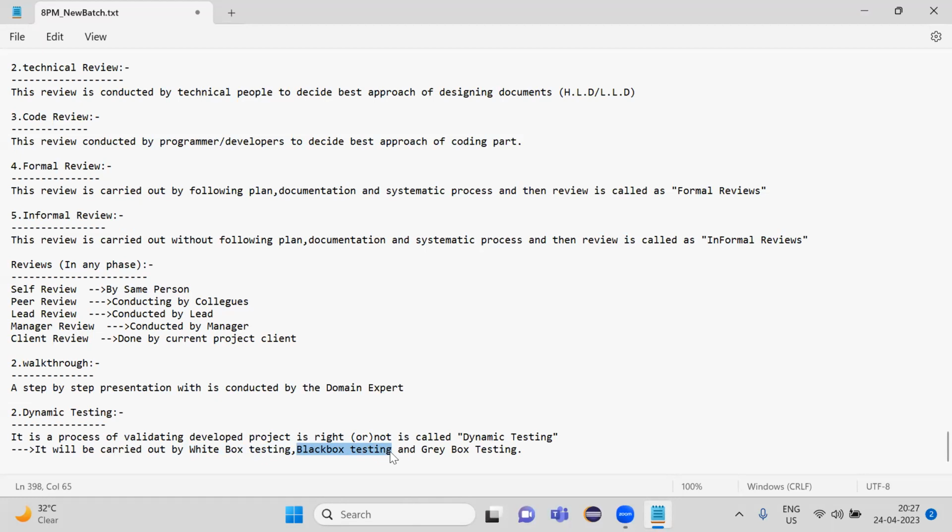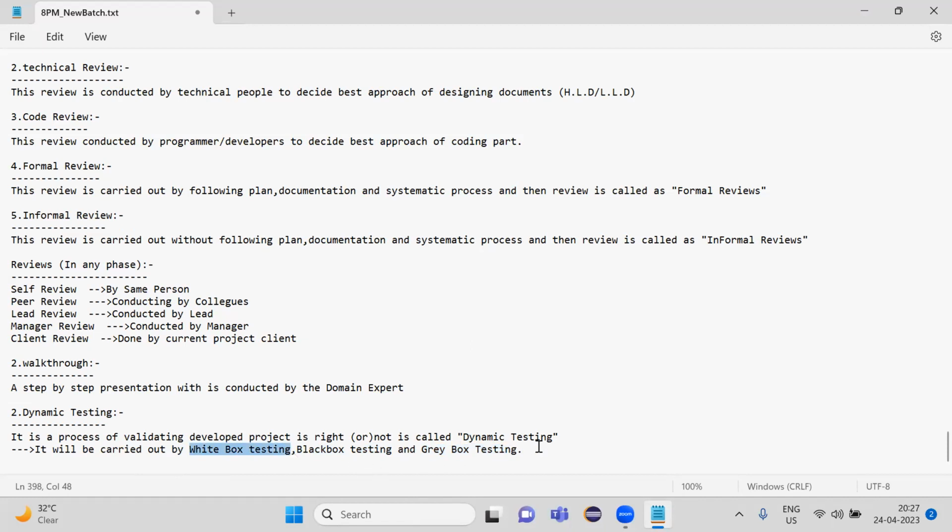What is meant by user acceptance testing? Before deploying into the production, we have to conduct the testing. That is called user acceptance testing. Coming to gray box testing, it is nothing but a combination of 4 types of testing. Clear? We'll see one by one.